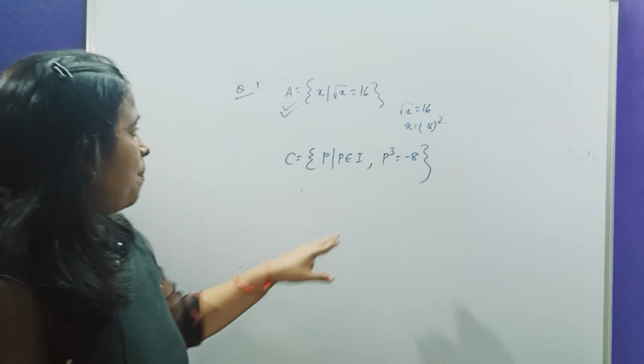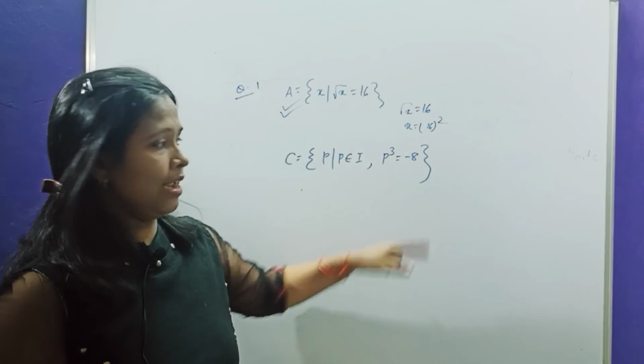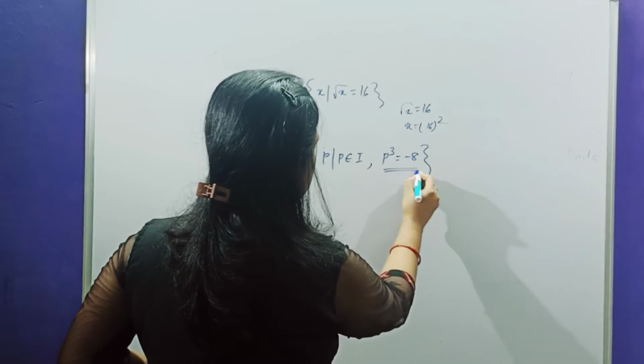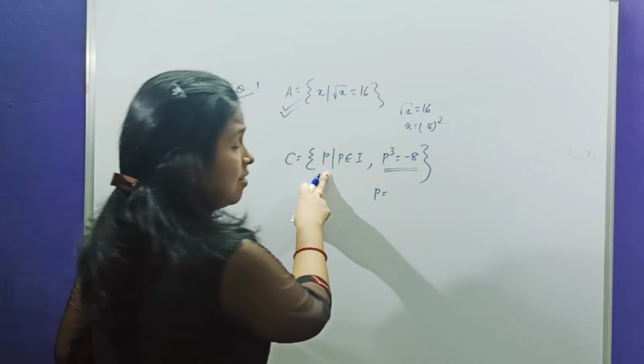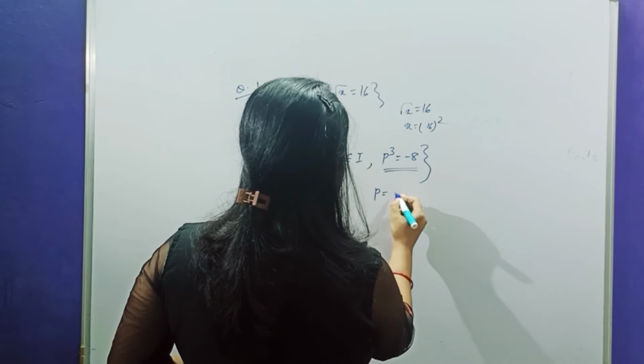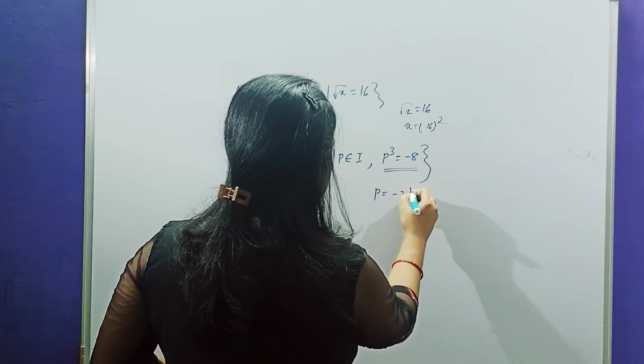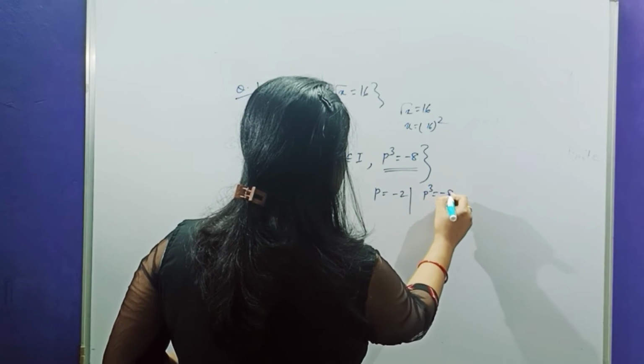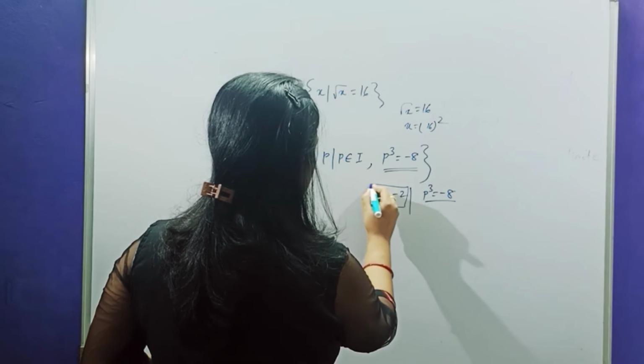Okay? So P cube is equal to -8. Then what is the value of P? You can tell me, because P is the element of the set only. So what is the value of P? P must be -2. If P is -2, then P cube is equal to -8. So the P value is -2.